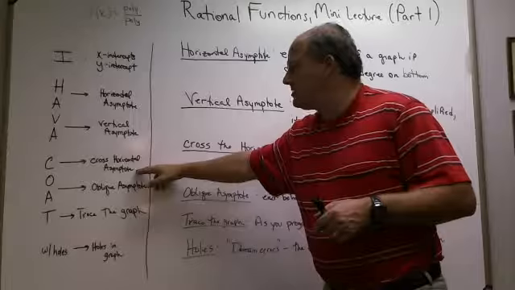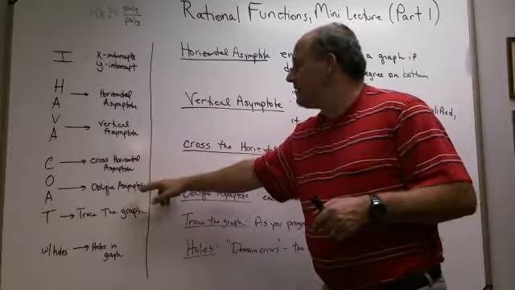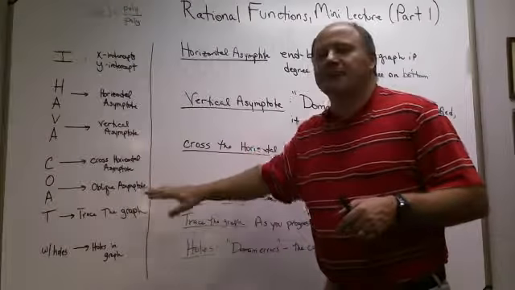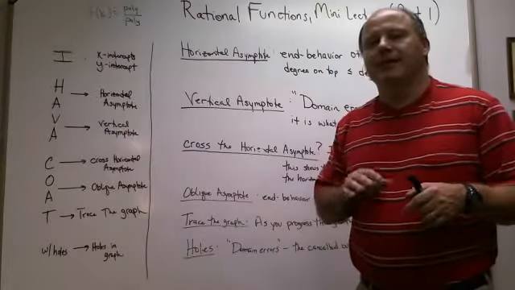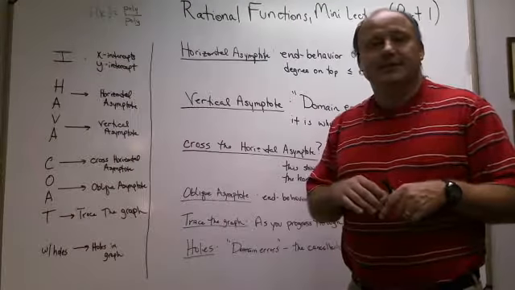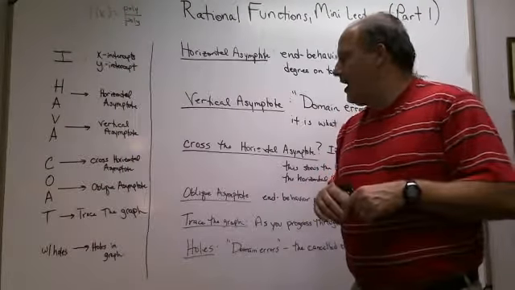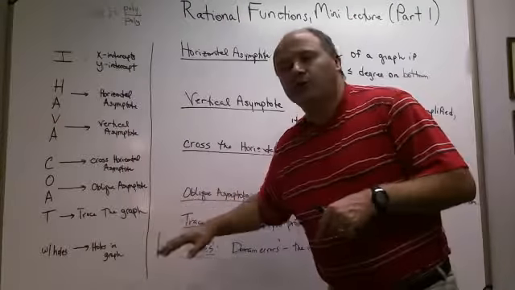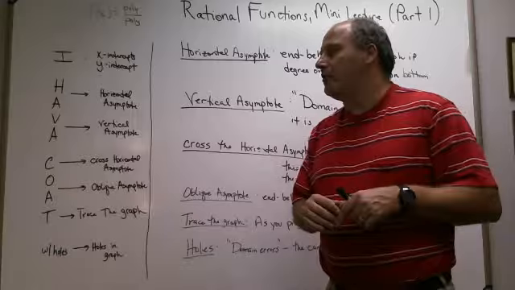Does it cross the horizontal asymptote? Any oblique asymptotes? Now, while I'm here, the oblique asymptote is a concept we don't really talk too much about at this university, but there is such a thing as oblique asymptotes. And then trace the graph, and then there are holes in the graph, possible holes.